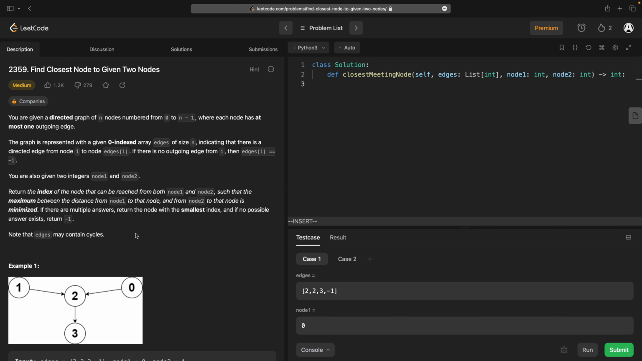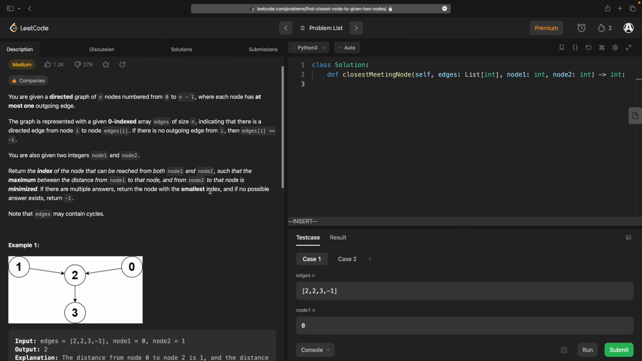I'm not sure I understand. So from node1 and node2, there is some node I can reach such that the greater of the two distances is minimized. What?